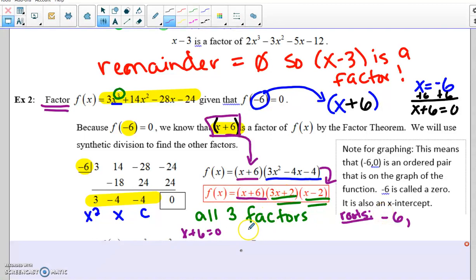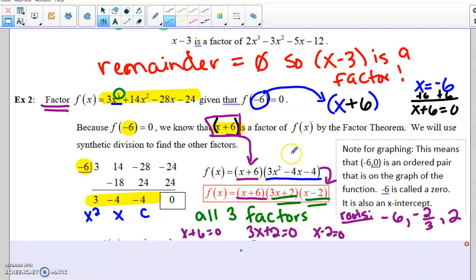Then it would be whatever you get when you do 3x plus 2 equals 0. You'd have to solve this all the way down. And I can do some mental math, and that'll be negative 2/3. And then the final root would be taking the factor, set it equal to 0, and solve it. These are called roots.